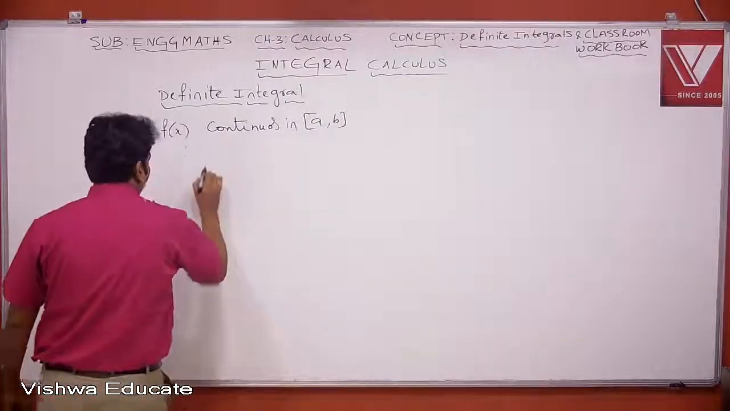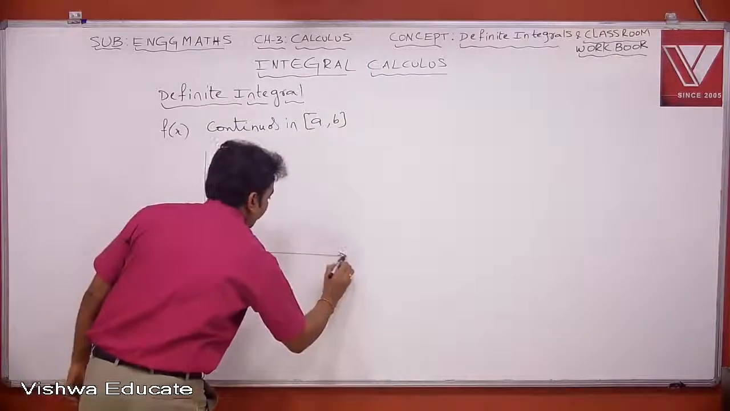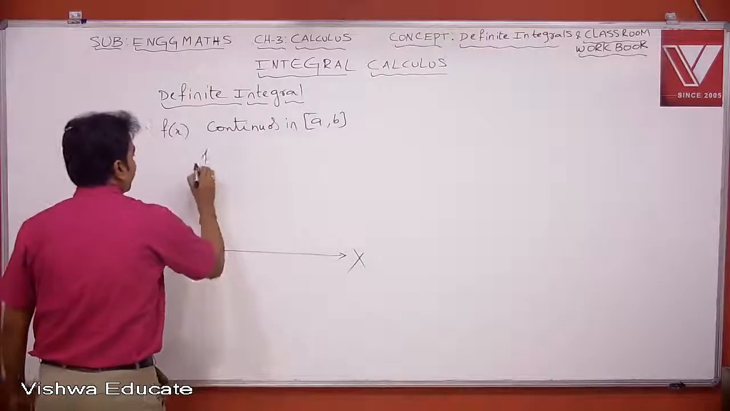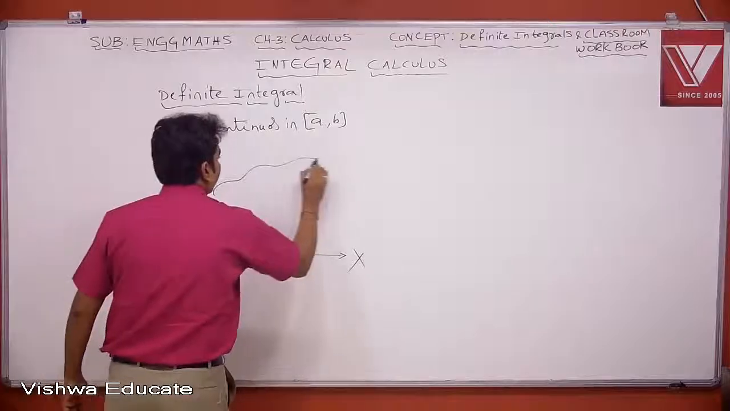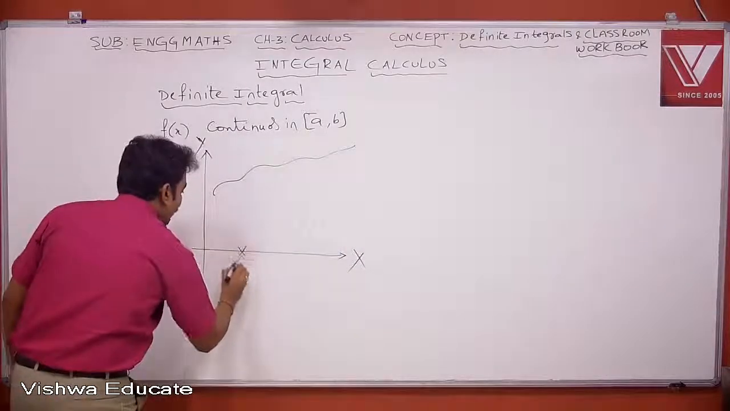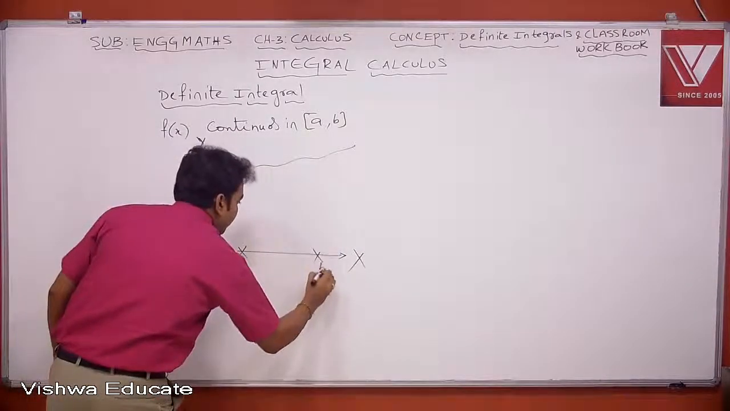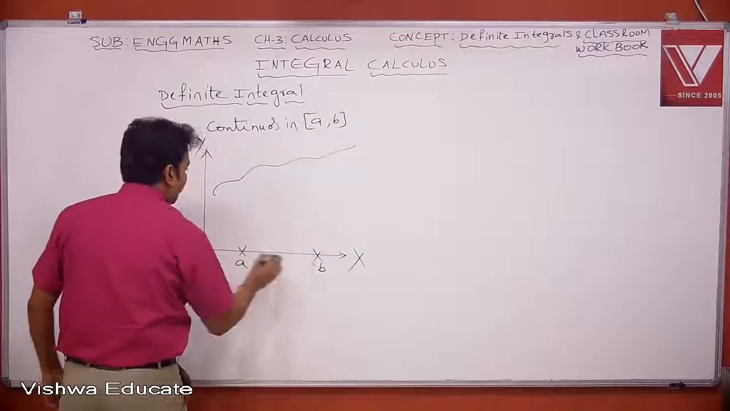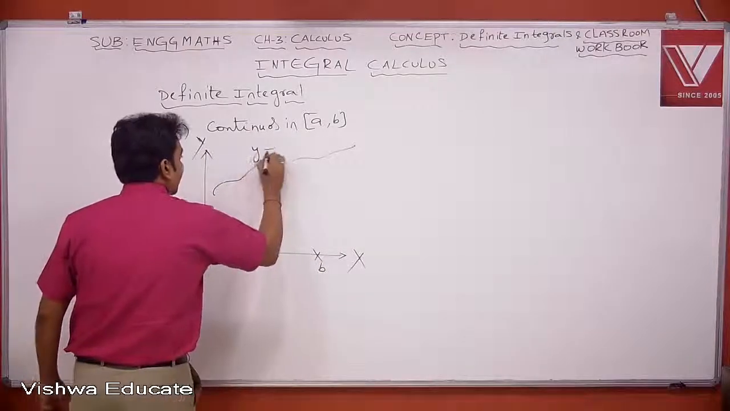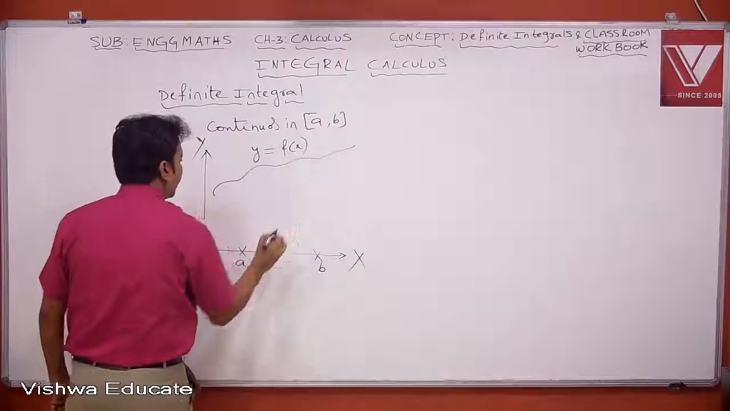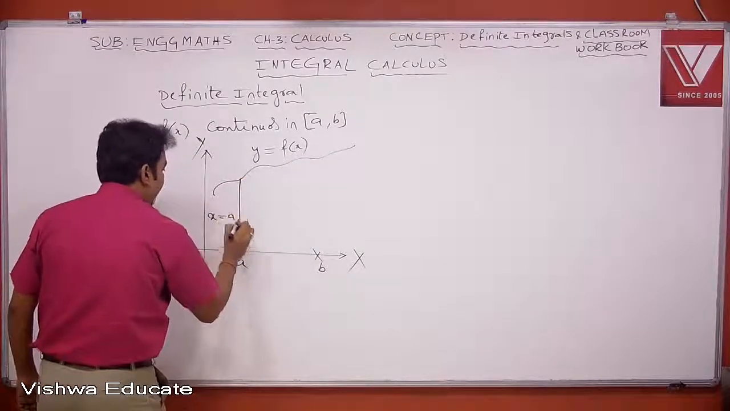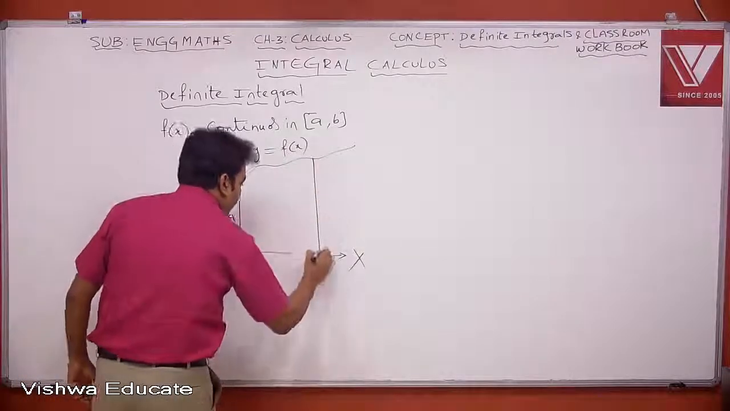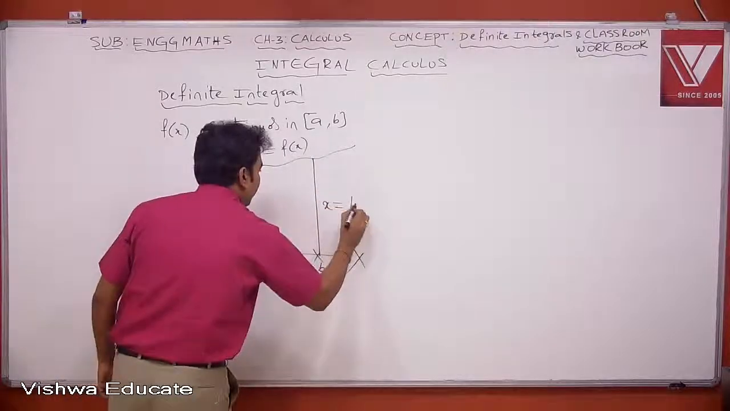Suppose the graphical representation is like this. This is a two-dimensional coordinate system, x-axis and y-axis. Suppose the graph is like this. Now this is A and this is B. Now this curve is nothing but y equal to f of x. Now draw one line. This is actually x equal to A. Draw a line parallel to y-axis. This is the line x equal to B.